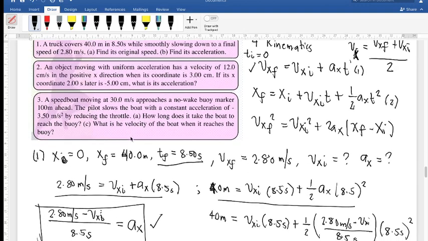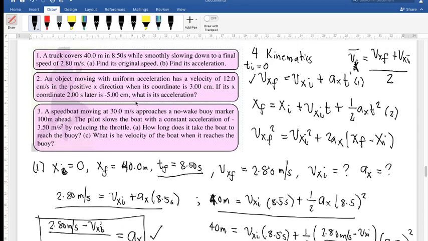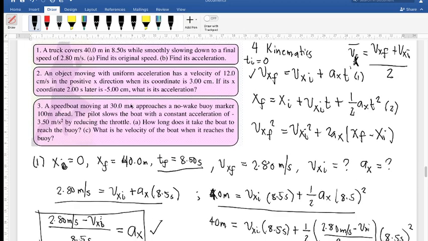Okay? So number 2, an object moving with a uniform acceleration has a velocity of 12 centimeters per second in the positive x direction when its coordinate is 3 centimeters. If its x coordinate 2 seconds later is negative 5 centimeter, what is its acceleration? So basically, again, constant yung acceleration natin, tsaka yung object is moving in the x-axis.